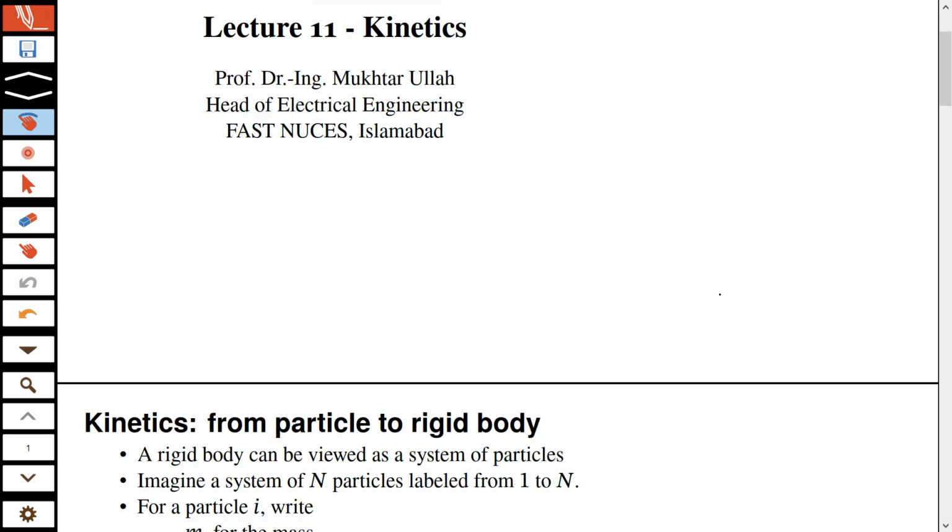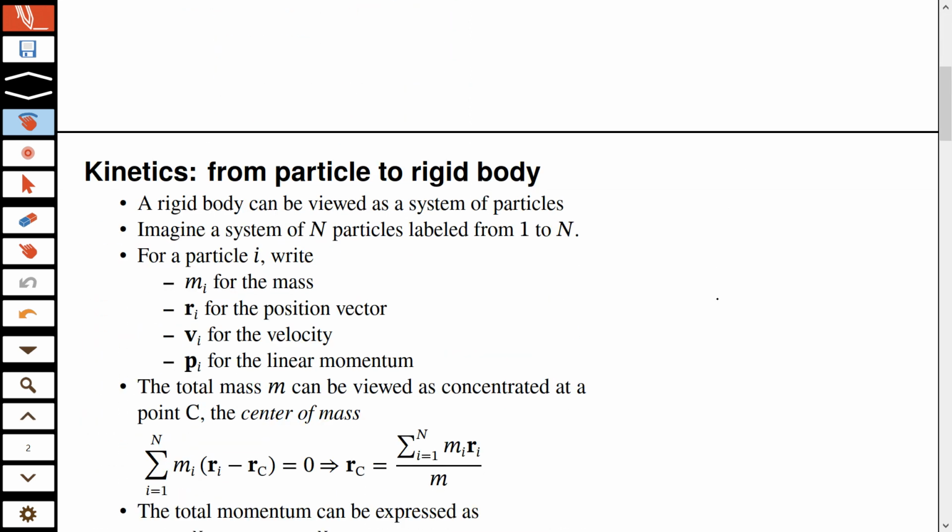Today's lecture will be built on the concepts of the previous lecture, and that lecture was about particles. So we discussed Newton's laws and kinematics of a single particle. You also know that the original formulation of Newton's law is also for a single particle. So today we need to investigate how we go from one particle to a rigid body.